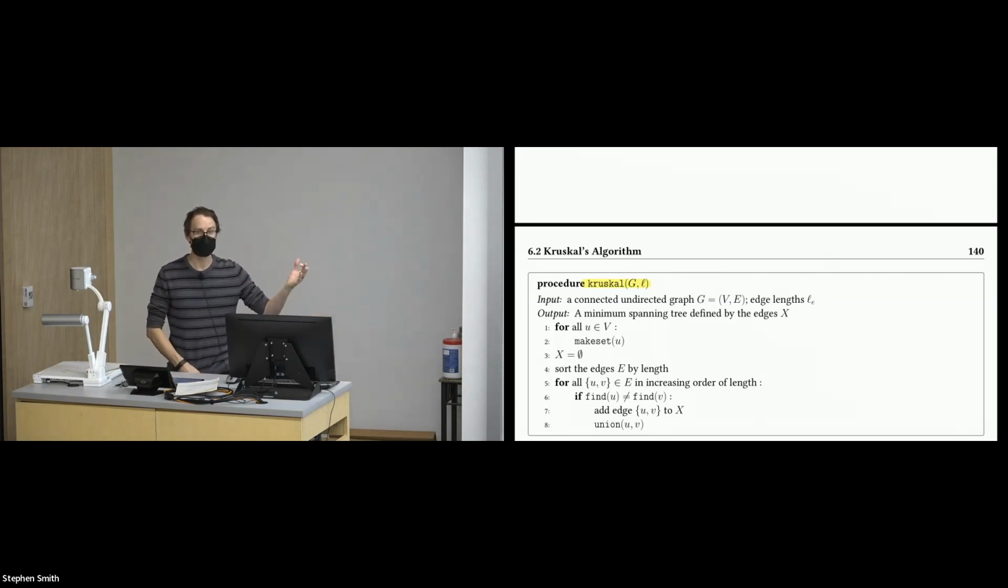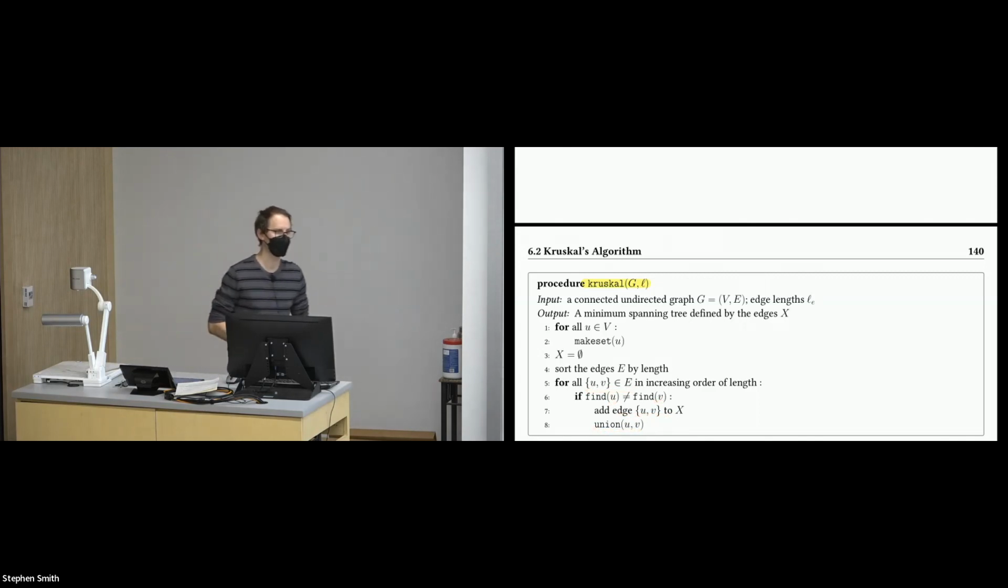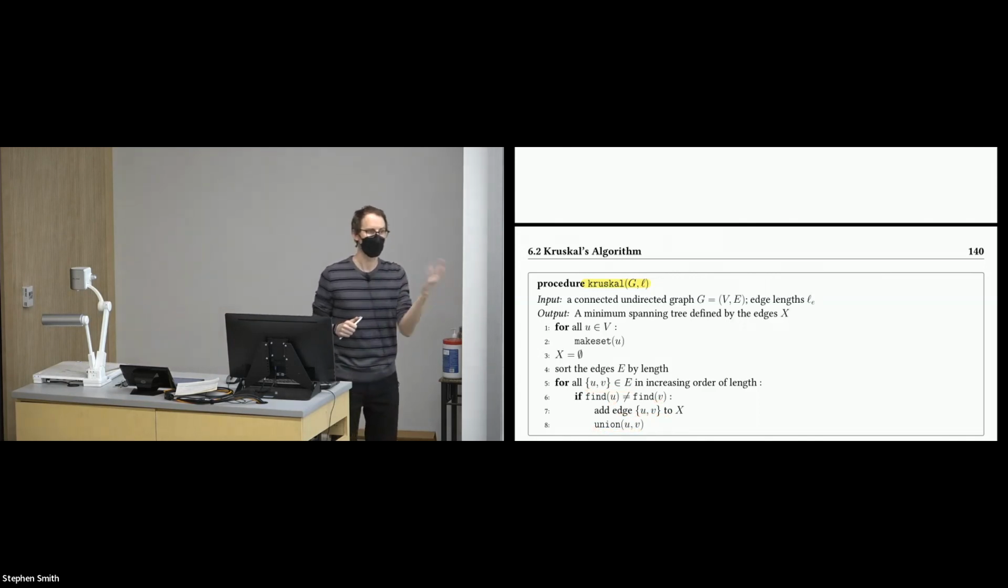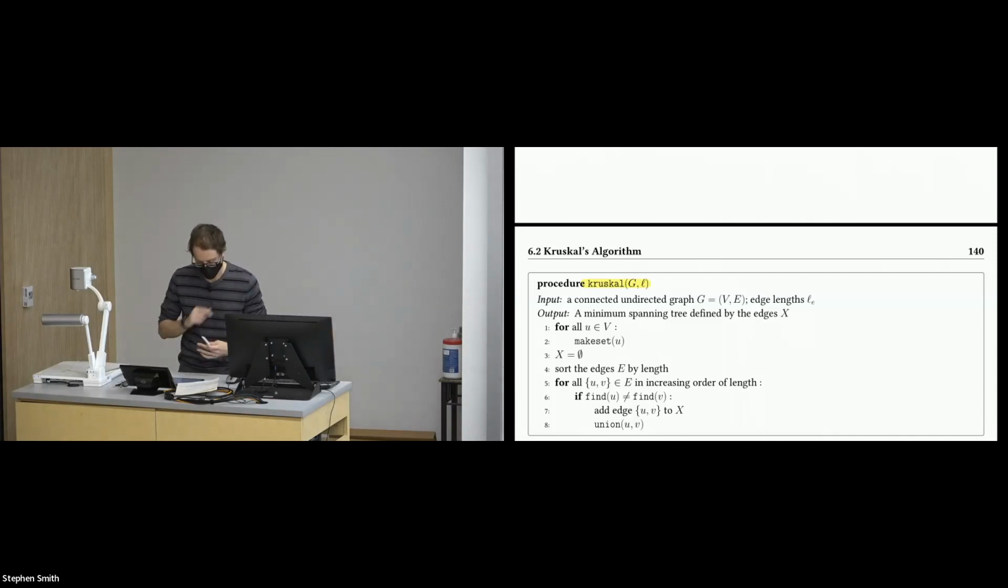And then we loop over all the edges in that order, from shortest to longest. When we're considering an edge UV, we find its one endpoint, what connected component it is in, and its other endpoint. If they're in different connected components, then we add it to our partial solution and we union the connected components because now we've merged them together. Otherwise, we skip that edge, go to the next shortest edge and try again. And that's it.